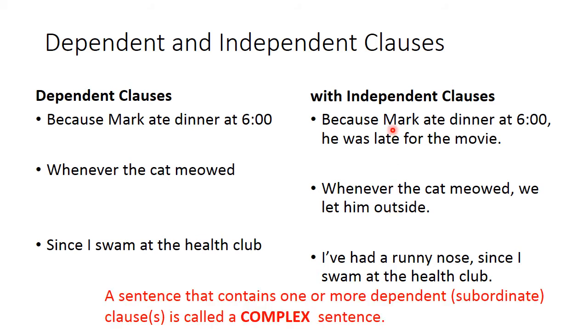Okay, these sentences over here that have a dependent clause combined with an independent clause are what's called complex sentences. So a complex sentence is a sentence that has one or more dependent or subordinate clauses connected to an independent clause. A sentence that has one or more dependent clauses connected to an independent clause, that is a complex sentence.